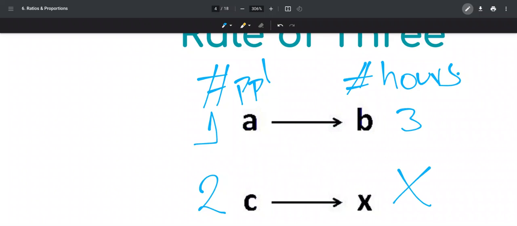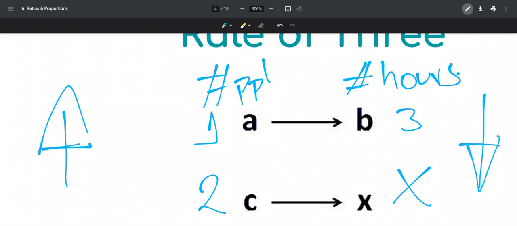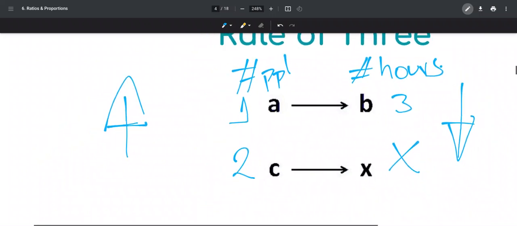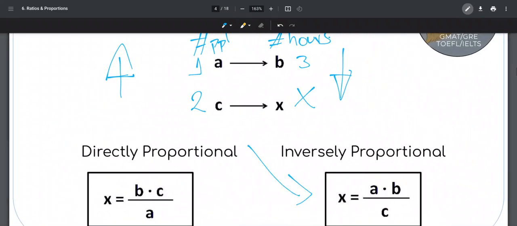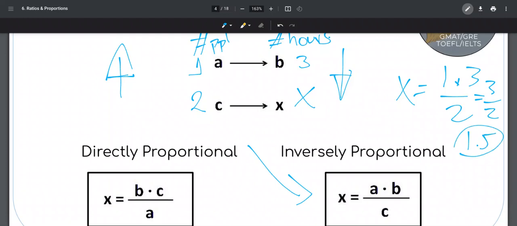So in this case, the number of people is going to increase, but the number of hours is not going to increase, it's going to decrease, because more people doing something is going to make the task take less time. Ideally, in math, in real life, may not. But so here what we do is we use the inversely proportional equation, which is right here. So instead of cross multiplying, we multiply across the line. So we have a times b, so x will be 1 times 3 divided by 2. So it's 3 divided by 2, which is 1.5.